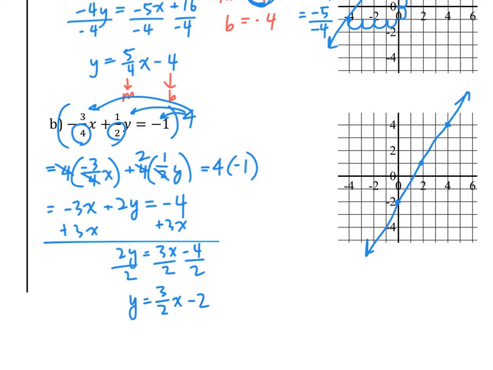All right, go ahead and check your answers. See if you got the correct line. So the slope is 3/2 and the y-intercept is negative 2.